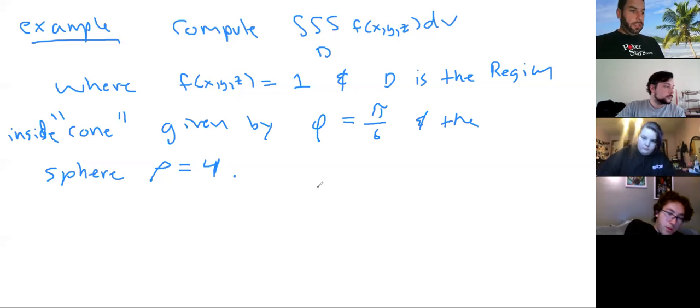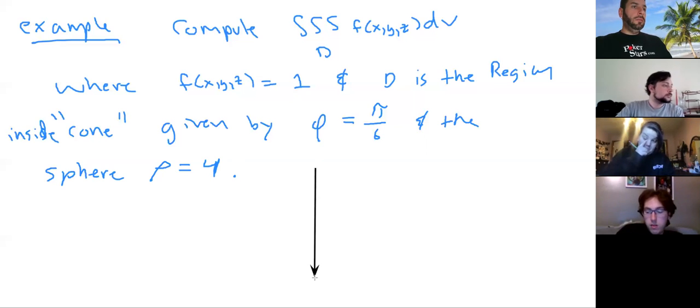So let's try to draw what this might look like. Again, it's not going to be the easiest thing for our imaginations. It takes some practice, but let's imagine I have my X, Y, and Z coordinate system.